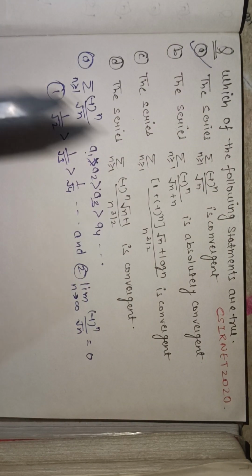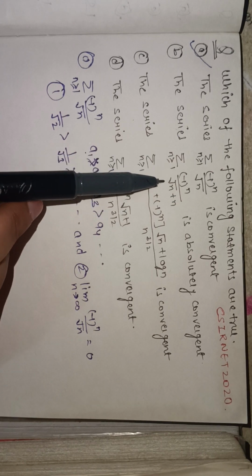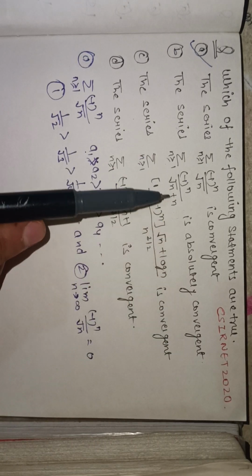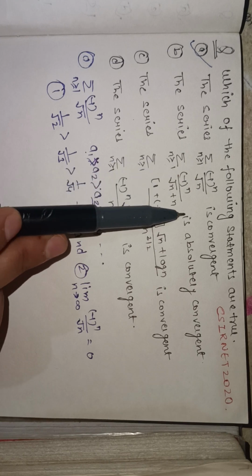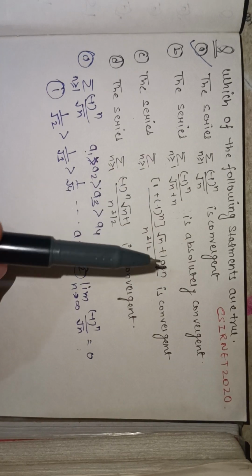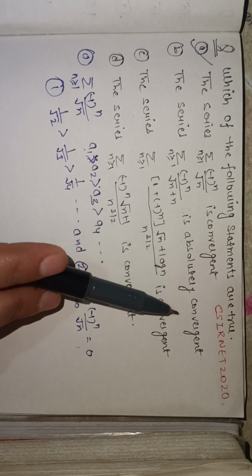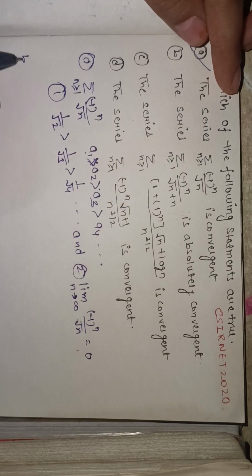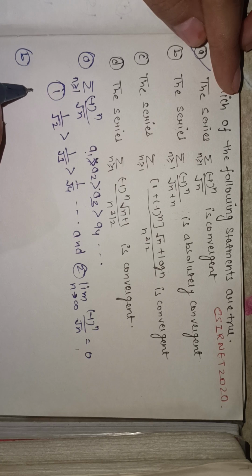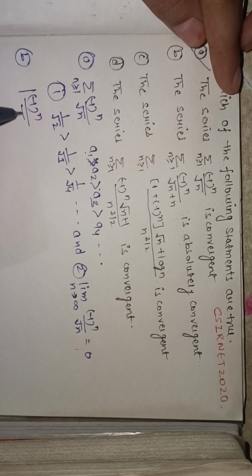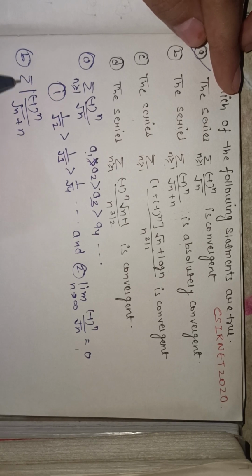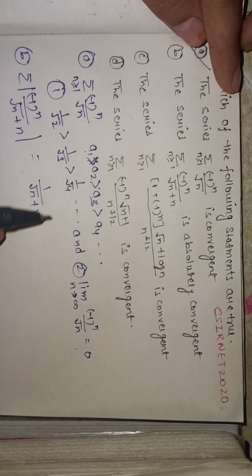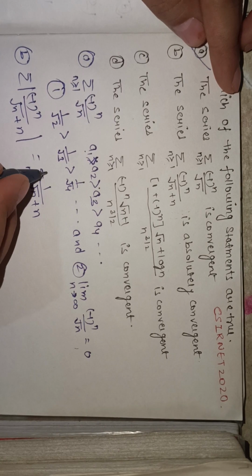Now option B. The series is convergent by the Leibniz test, as the terms are decreasing and the limit as n tends to infinity is equal to 0, but here we have to check absolute convergence. For absolute convergence we have to look at the positive terms of the series. For B, the mod of (-1)^n upon the summation is equal to 1 upon root n plus n. So by the limit comparison test, we can say the series is divergent, not convergent.